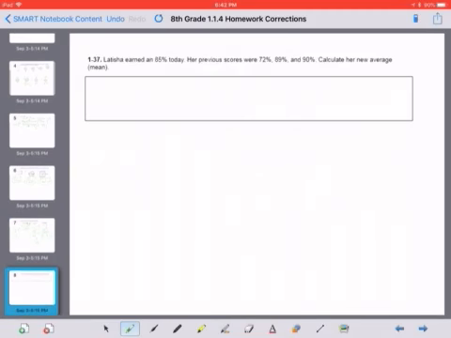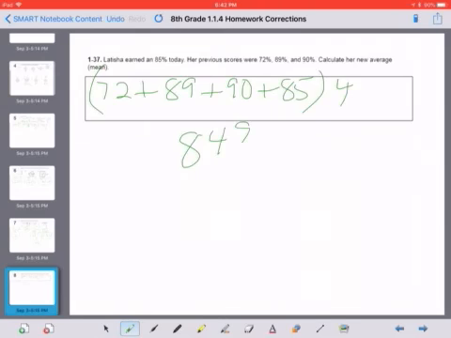The next question is asking about Letitia and her scores. So we're going to add some more to her scores. She's still trying to get that 85%. So she got an 85% on her test today. So let's find her new average. So we're going to do 72 plus 89 plus 90 plus 85 and divide that whole thing by 4, and we ended up with an 84%. So she's getting closer to that goal of 85.